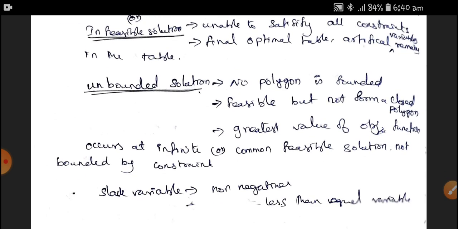Unbounded solution means there is no boundary and no polygon can be found. The constraints can cut the objective function and are solved, but they won't form any polygon. It is feasible but does not form a closed polygon, so that is called an unbounded solution. The greatest value of the objective function occurs at infinity, a feasible solution not bounded by the constraints. This is called an unbounded solution.